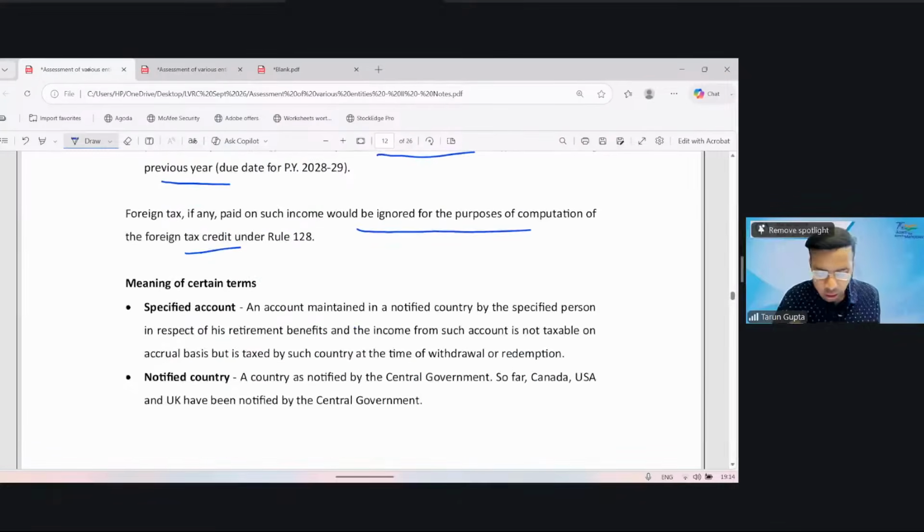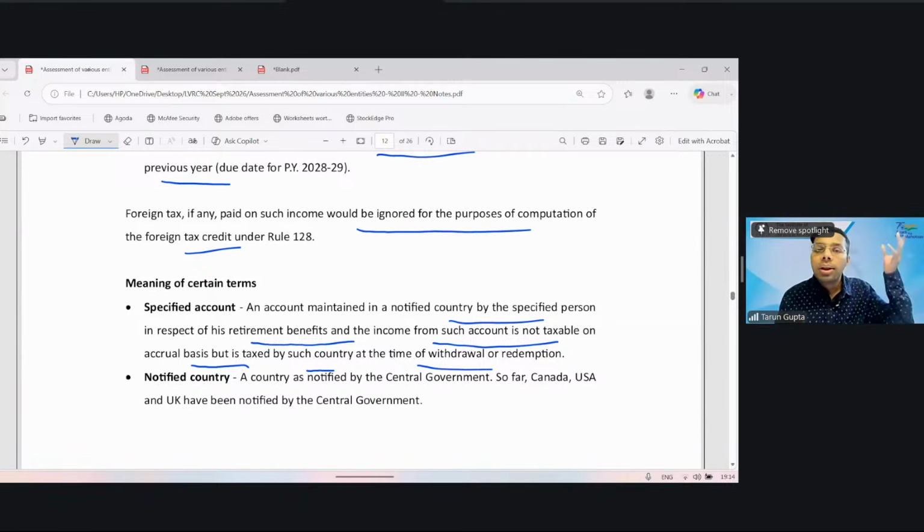Okay. The meaning of certain terms: a specified account. What is a specified account? It's a retirement benefit account. How is it written? An account maintained in a notified country by a specified person in respect of his retirement benefit, similar to what a PF account is. And income from such account is not taxable on accrual basis, but is taxed by such country, the country in which this account is maintained, at the time of withdrawal or redemption.